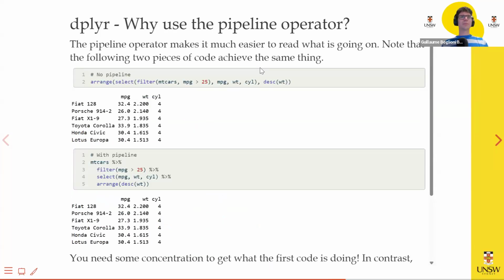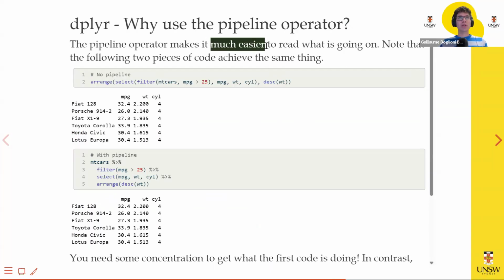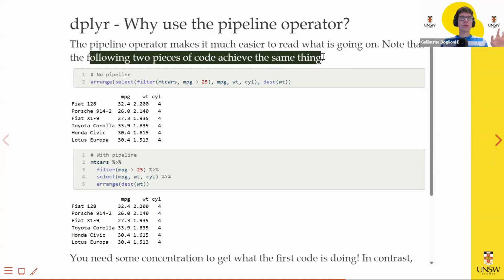So I suppose we have 2 more functions to cover, but first, one more note on the pipeline operator. So why do we use the pipeline operator? I don't know if you're convinced yet, but it makes it much easier to read what is going on. This is just another example, but the following 2 pieces of code achieve the same thing.